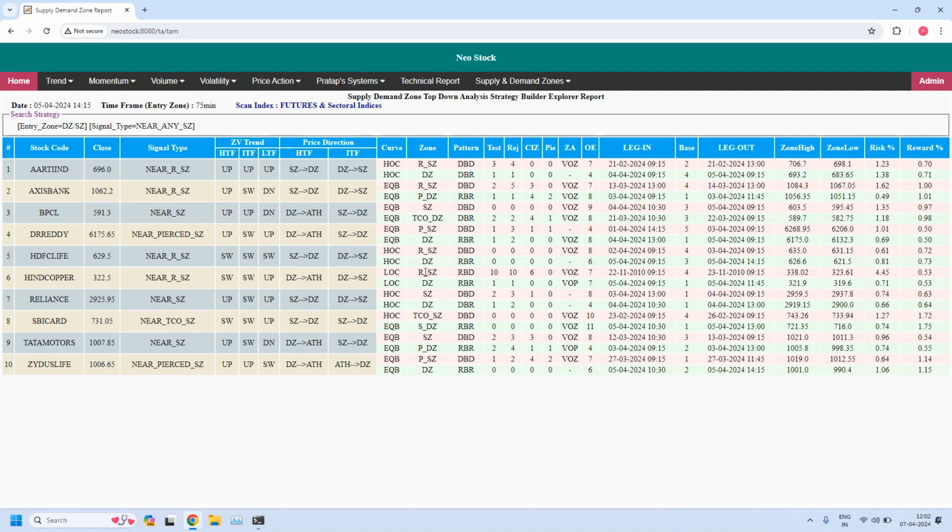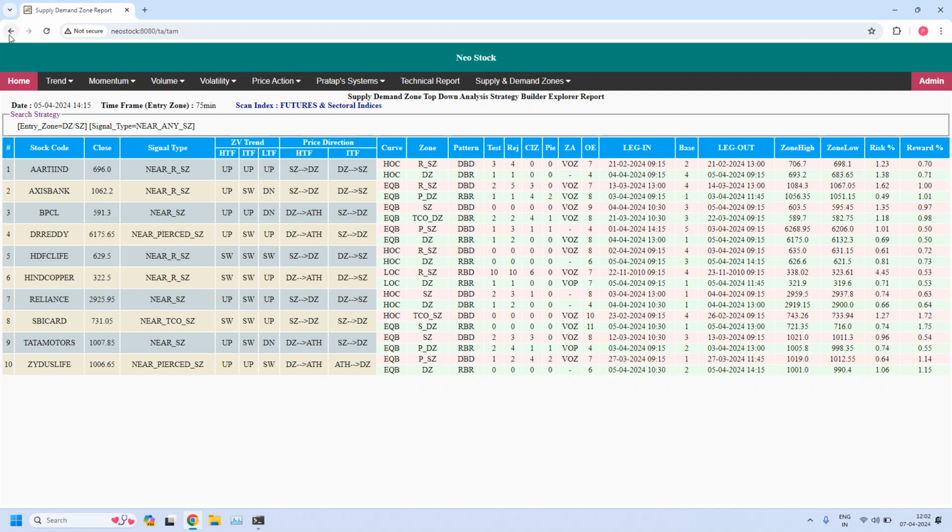Next one is Hindustan Copper. This is also having a high liquidity zone, and it is already tested 10 times and 10 rejections from the zone. A strong order flow is there. So fine tune this zone. The next one, that's it. These are the high liquidity zones from this list.